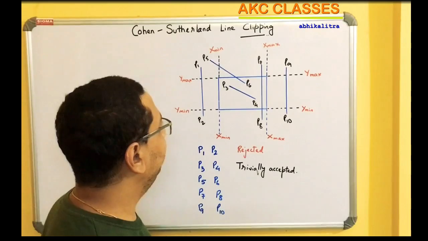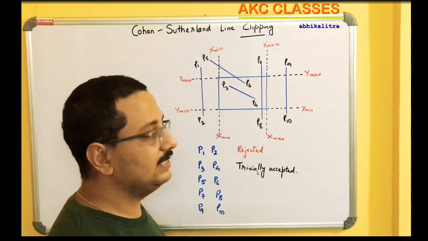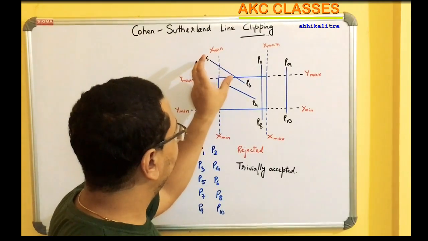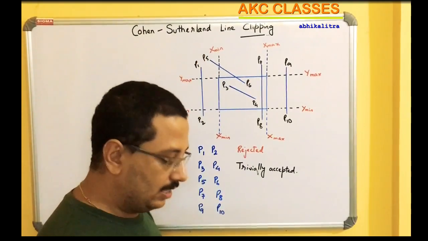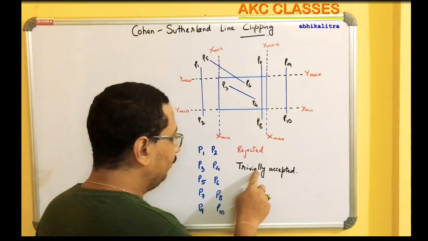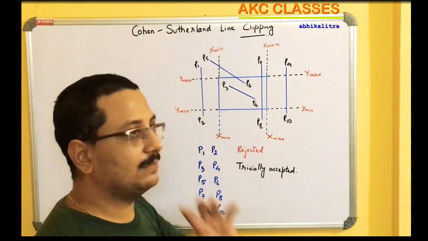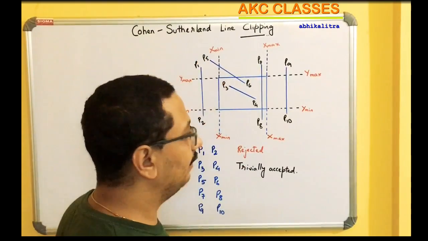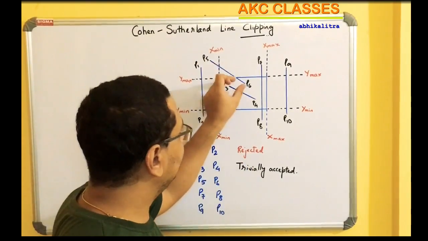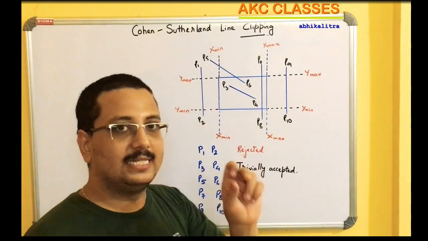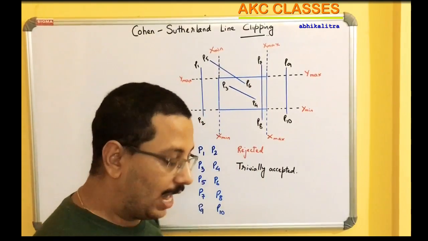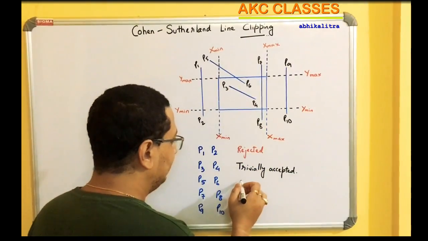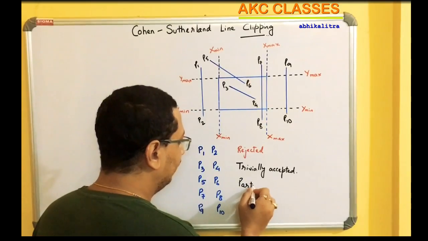Now we come to P5 and P6. In the case of P5 and P6, a section of the line remains inside the rectangle and a large section of the line remains outside the rectangle. So such lines need some calculations so that the section of the line outside the rectangle boundary can be trimmed off, and the section which is left is the one inside the display window. How it has to be done, we will come to that part. So in this case, P5, P6 is partially visible.